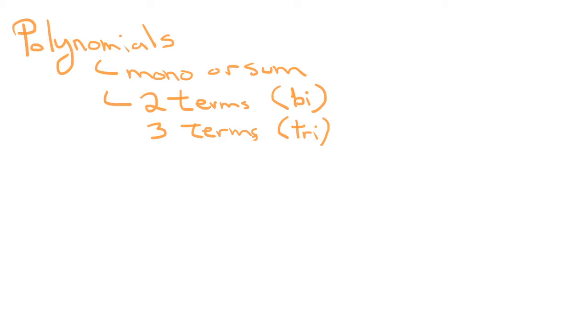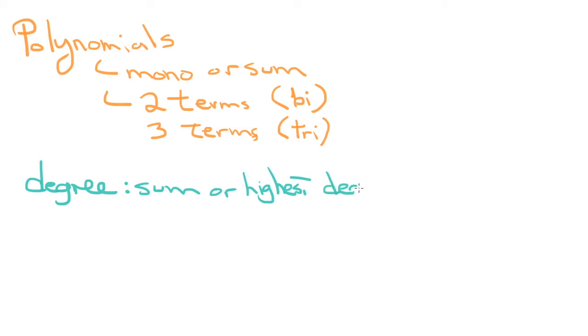Now, a couple things you need to know. You need to know about the degrees. So again, these are the vocabulary things. We have degrees of polynomials. So for degrees, it's basically the sum, I guess the sum or the highest degree.